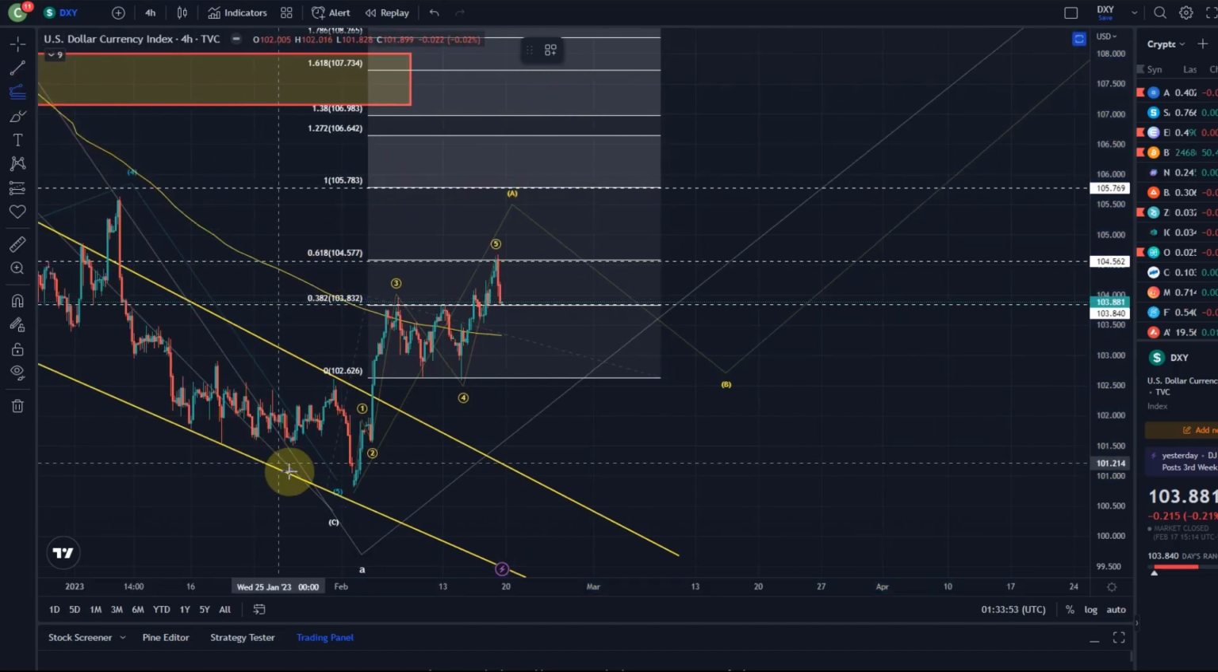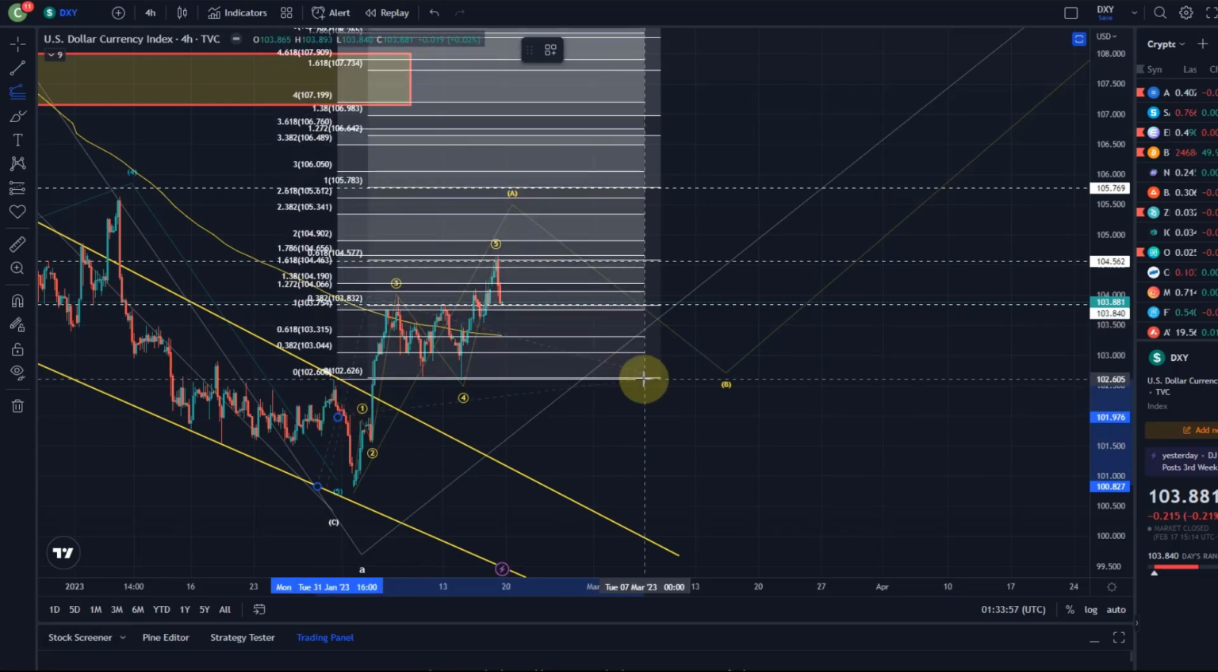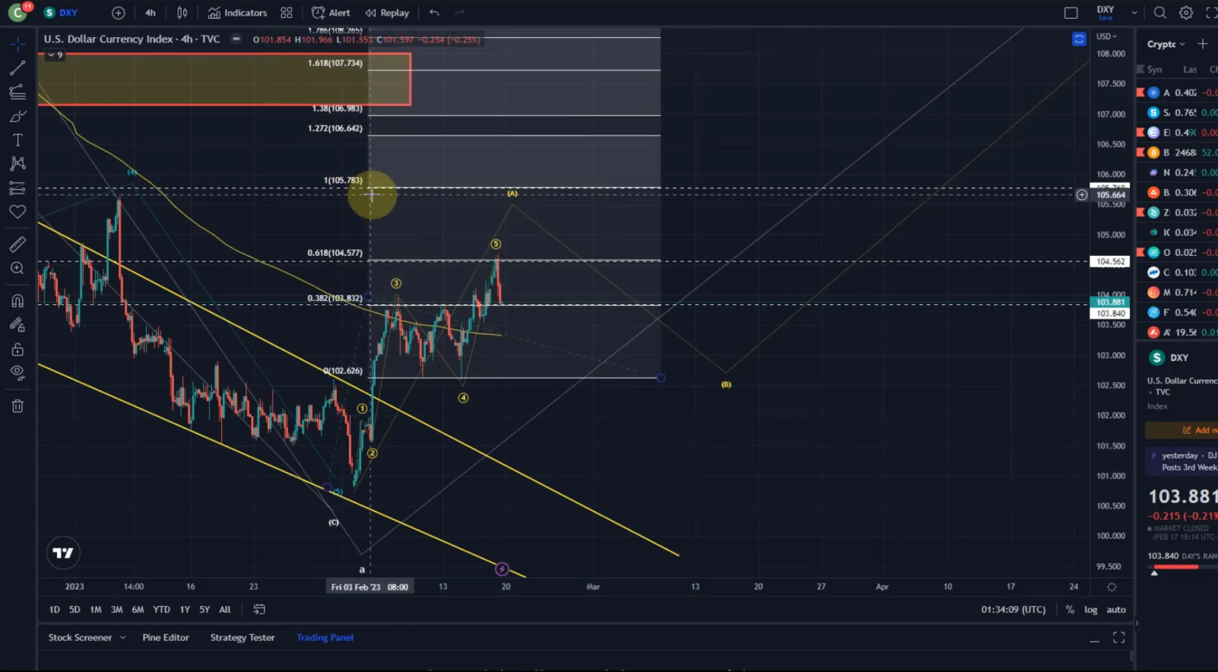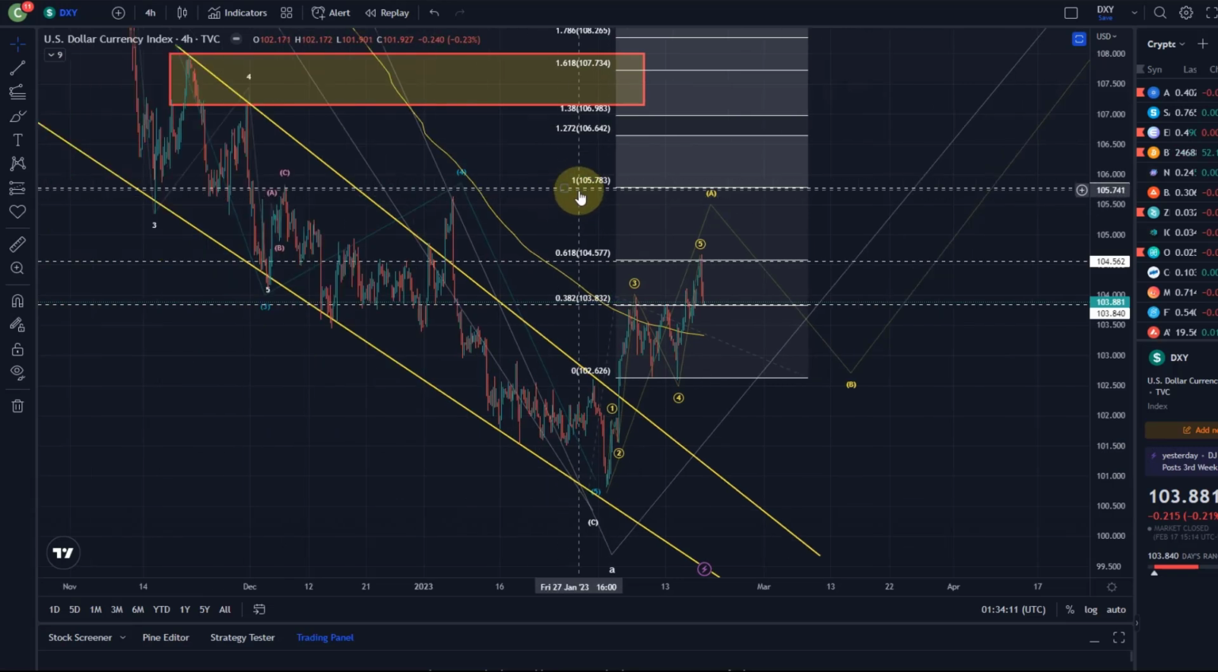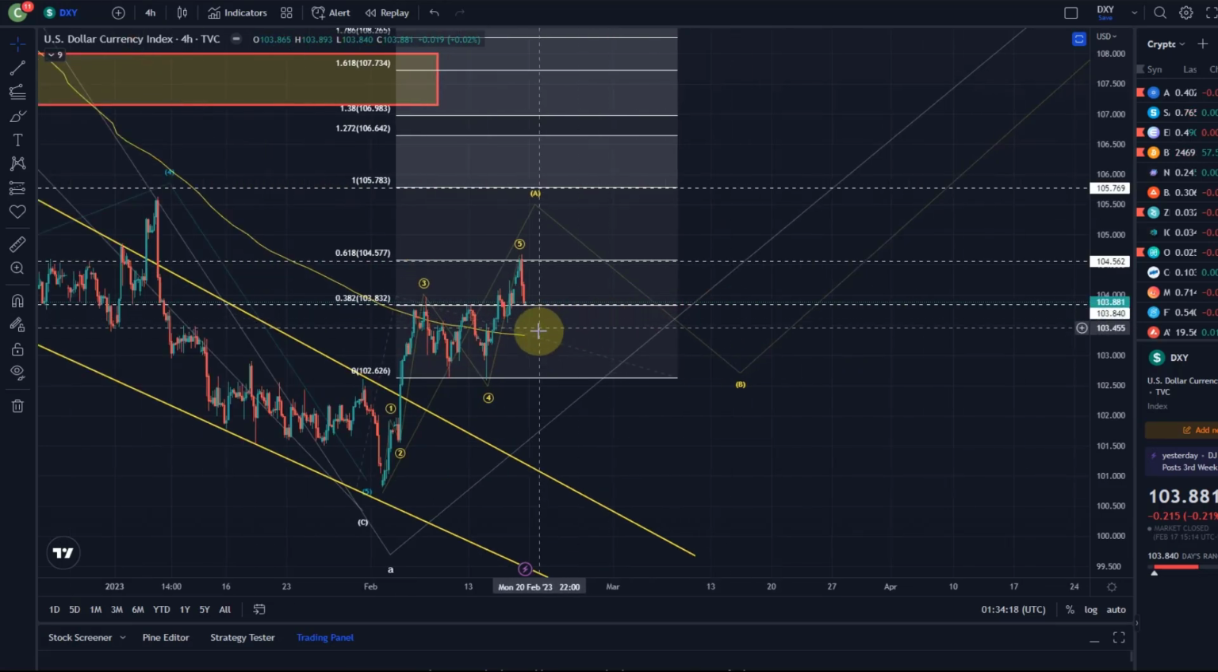Another way to measure an extension target for the fifth wave would be to take the length of the first, go to the low of the fourth, and we're looking at the 1.618 extension, but that was already reached here as well. And even here the 2.618 extension would also point towards that area around $105.60. That's also pretty much where we had these previous highs, which means at the moment I would primarily assume that a 5-wave move up is in.